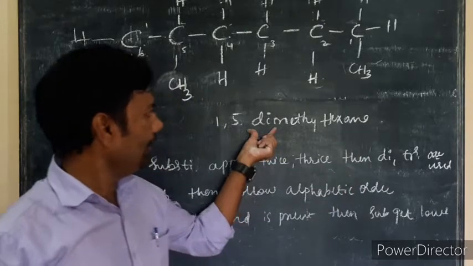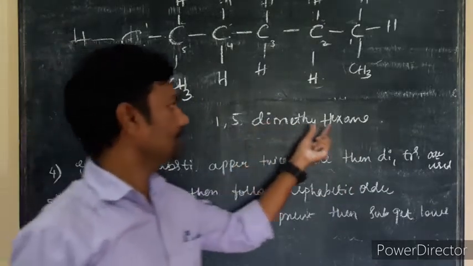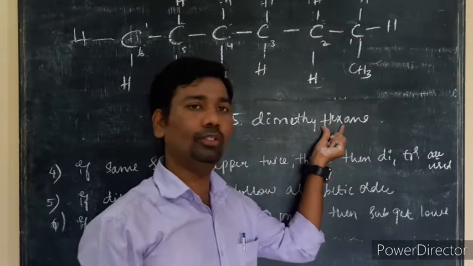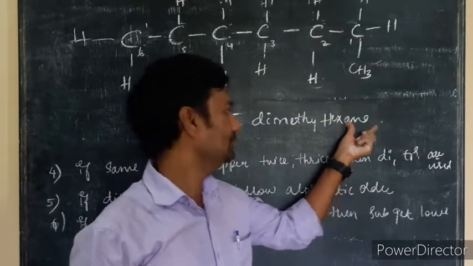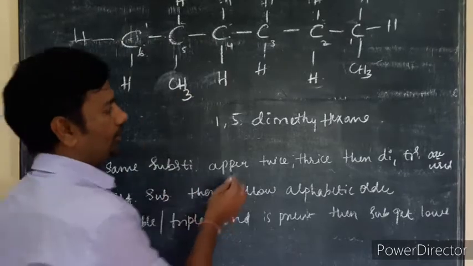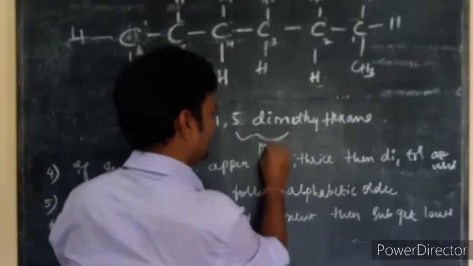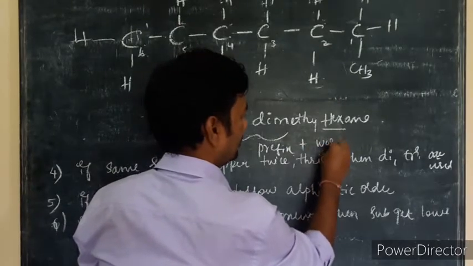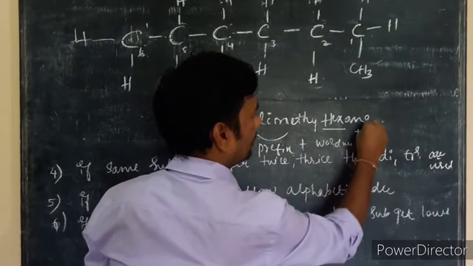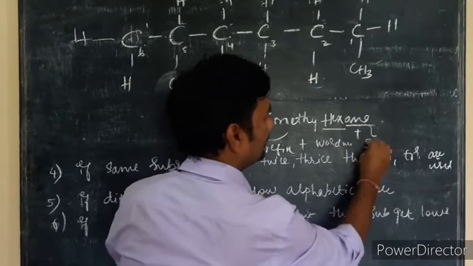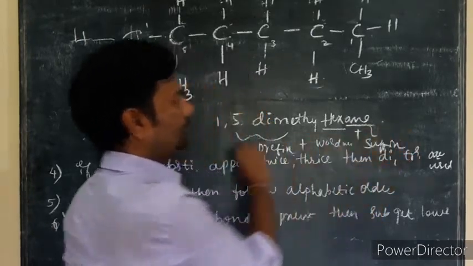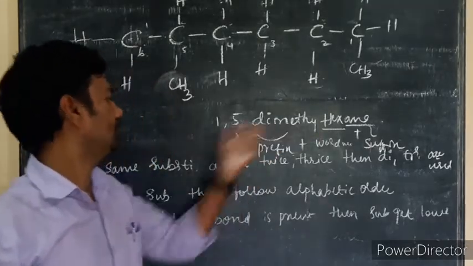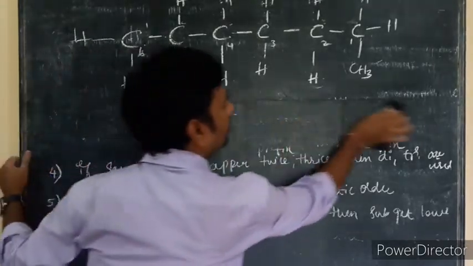Dimethyl is a prefix, hex is the word root telling the total number of carbons, and ane is a suffix. So any nomenclature should contain a prefix, then the word root, then the suffix ane. These three should be there for any carbon compound naming. This is one rule.